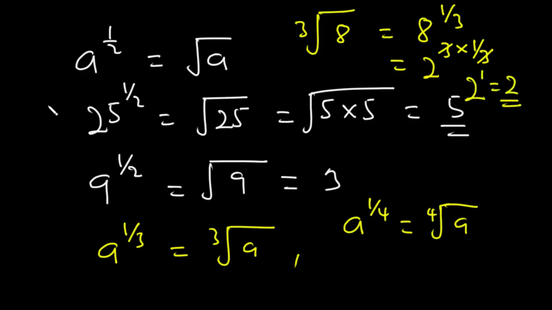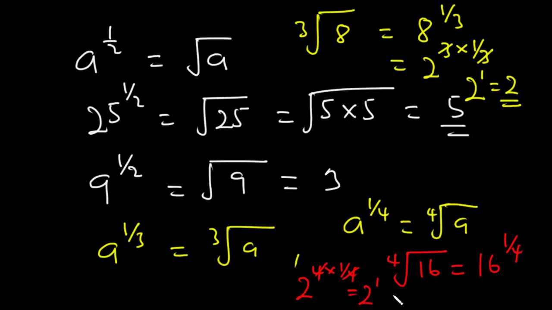And again, if you have the 4th root of 16, then you can represent that as 16 exponent 1 over 4. Now 16 is equal to 2 exponent 4. So we have 2 exponent 4 times 1 over 4. Now 4 cancels 4, and then you have 2 exponent 1, which is equal to 2.